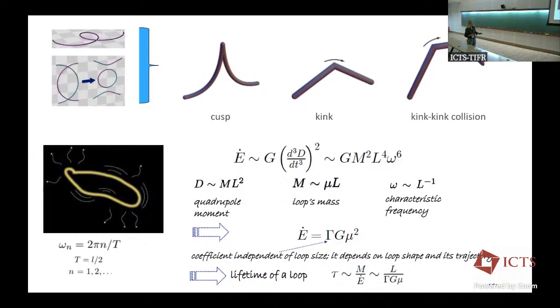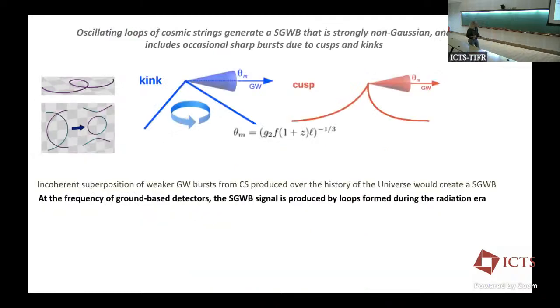This is the rate at which they lose energy as they oscillate, and these are the frequencies of their oscillations. So finally, the characteristic frequency is inversely proportional to the length of the string. Then the strings lose energy at a rate proportional to G mu squared. Gamma is a constant of the order of 50. And like that, the string has a lifetime which is inversely proportional to the tension of the string. Okay, so they don't live forever. So then we know that they emit gravitational waves from the kinks and the cusps of the strings.